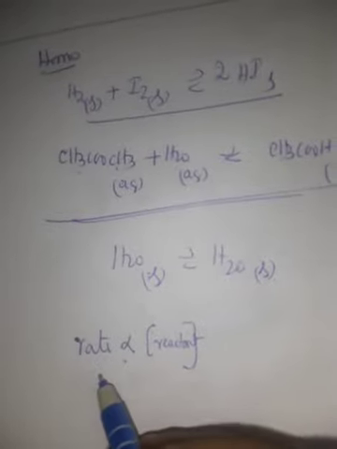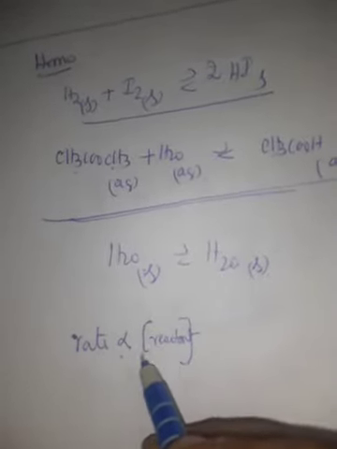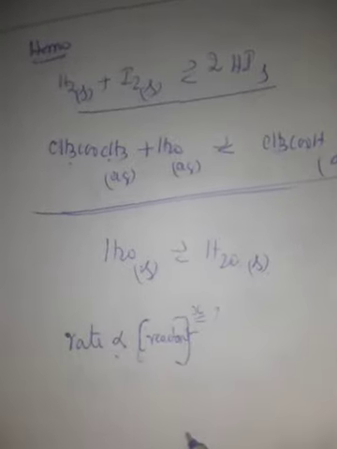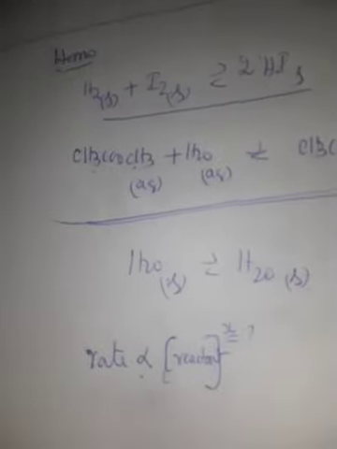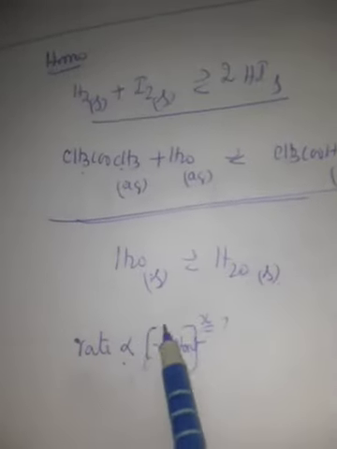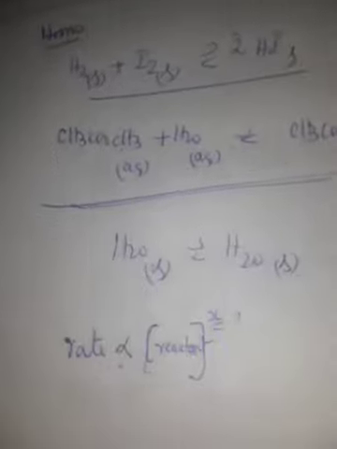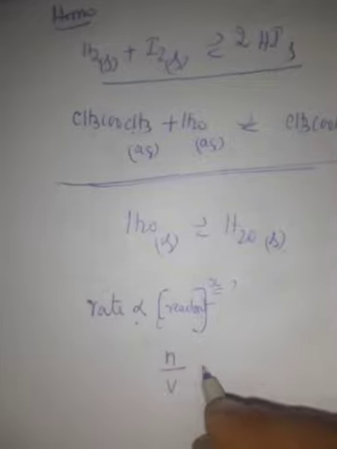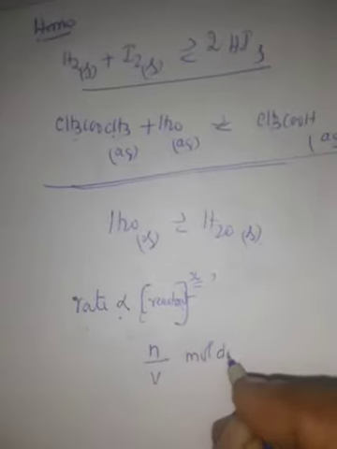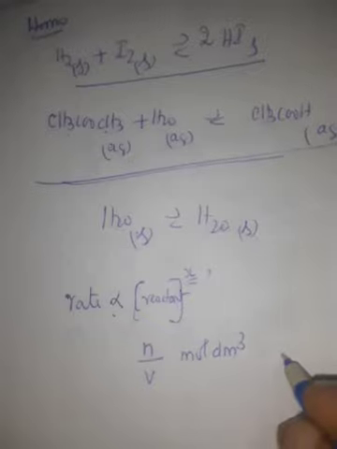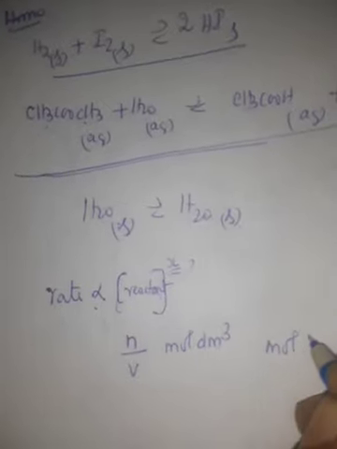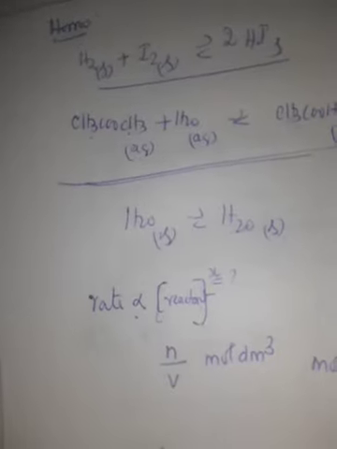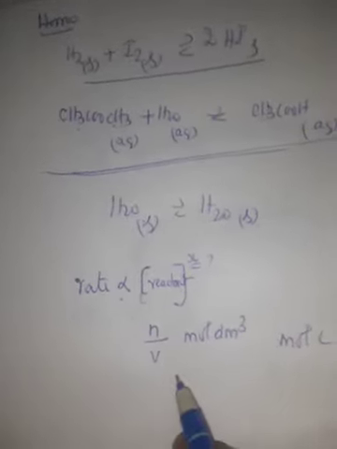So the law of mass action is given as rate proportional to active mass of the reactant to the power x. What is x? x denotes the stoichiometric coefficient of the reactant. This bracket indicates active mass or concentration of the reactant. That is, active mass is equal to n by V, mole per decimeter cube or mole per liter. n means number of moles, V is the volume of the container in decimeter cube or liter.